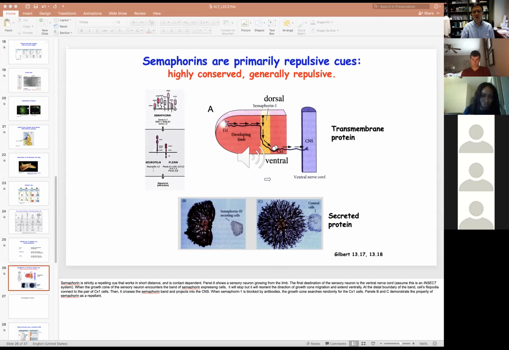So semaphorin is really the repulsive signal. I think this is the experimental demonstration that semaphorin is really repulsive. So you have some kind of sponge, maybe a cotton swab or a cell that is expressing semaphorin, and then you put the nerve explant, and if you stimulate them, you can see the nerve doesn't grow this way. Okay, this is a control cell not expressing semaphorin, and then they can stretch the axon this way.